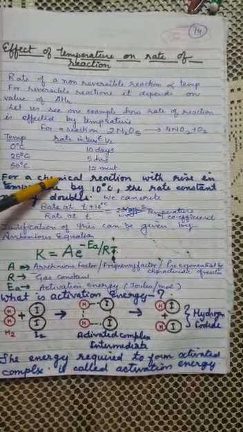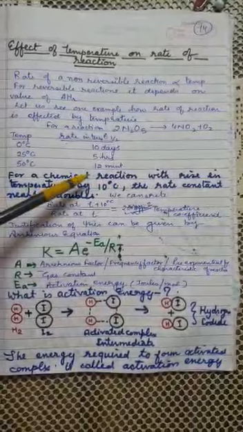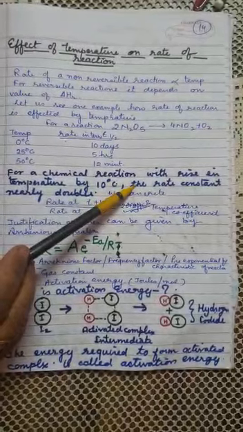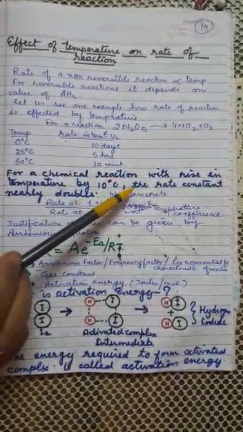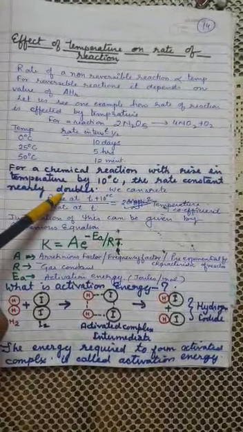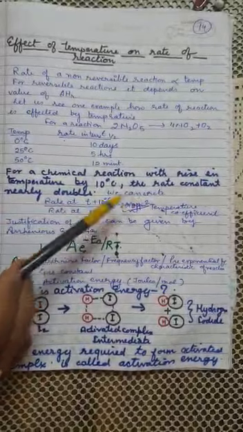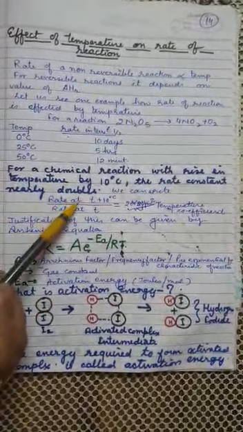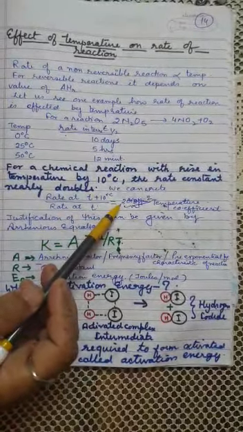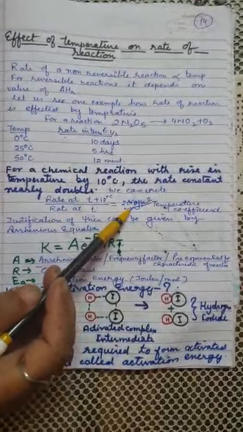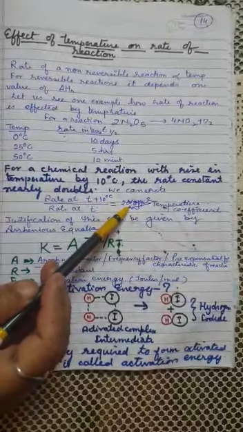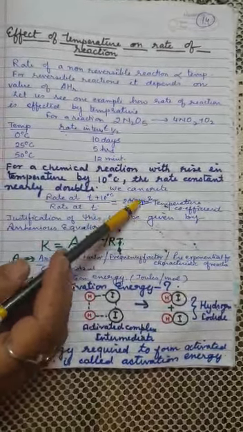For a chemical reaction, it has been observed that when the temperature is increased by 10 degrees Celsius, like from 15 to 25, 25 to 35, for every 10 degree increase, the rate constant almost doubles. This can be expressed as the ratio of rate at T plus 10 upon rate at T is equal to 2. Now, this 2 is not exactly 2. It is approximately 2, maybe a bit less or more. This value is called the temperature coefficient.